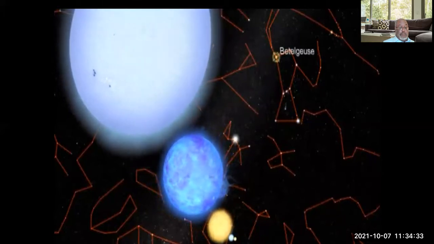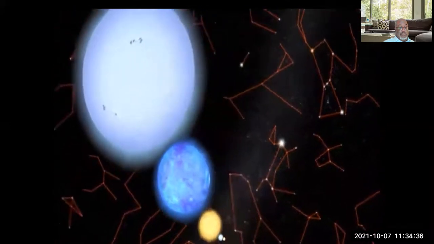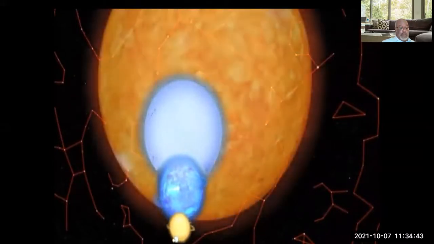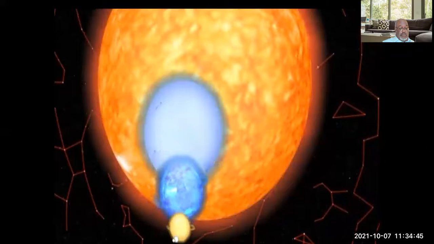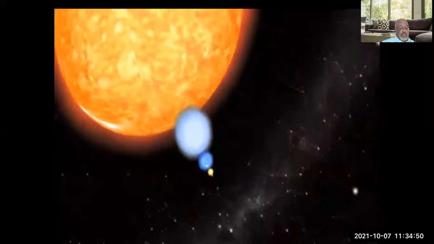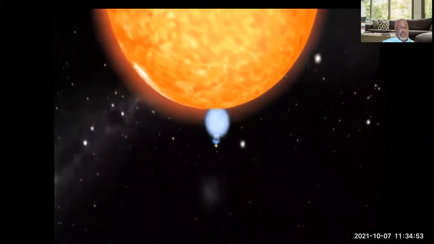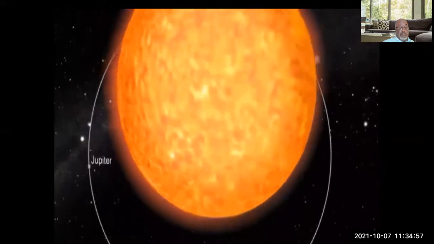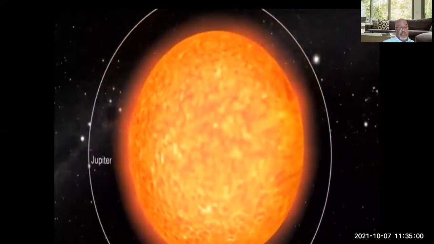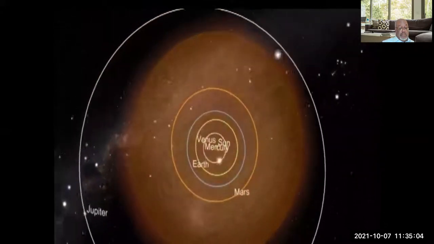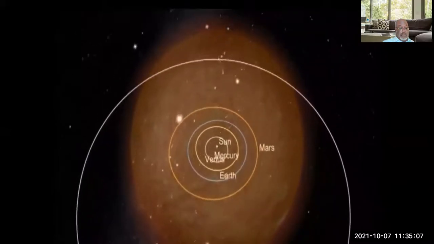Betelgeuse is one of the largest stars in the solar neighborhood. It is a red supergiant, even larger than Rigel. Betelgeuse is roughly 600 times the diameter of the Sun. If Betelgeuse were placed at the center of our solar system, we would be inside it. Betelgeuse would completely engulf the inner planets.